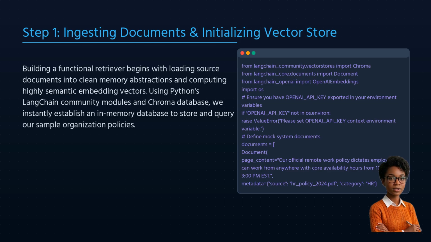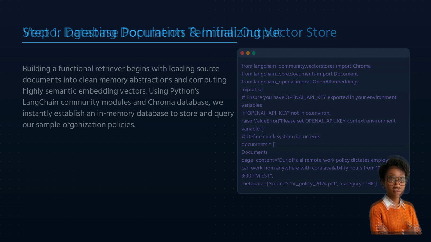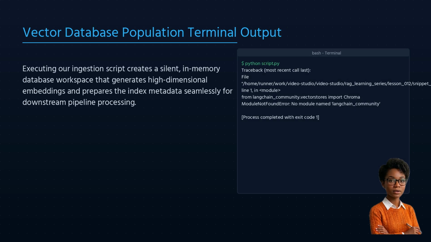Let's run this code and check the initial logs. When we execute this script, you will see a clean terminal response indicating that the Chroma vector database has successfully indexed our documents. Behind the scenes, the OpenAI API is queried once for each text snippet, creating semantic embeddings that are loaded directly into the active RAM space for immediate access. There are no critical validation errors, and our system is now fully prepared to retrieve content.